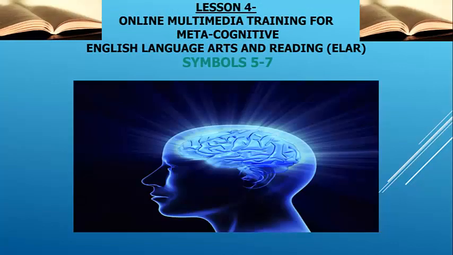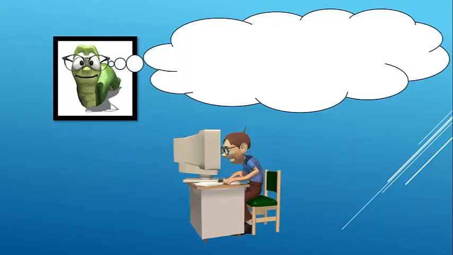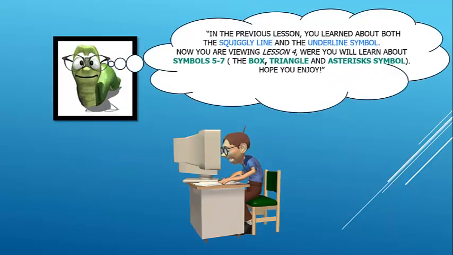Lesson 4, Online Multimedia Training for Metacognitive English Language Arts and Reading, ELAR Symbols 5 through 7. In the previous lesson, you learned about both the squiggly line and the underline symbol. Now you are viewing Lesson 4, where you will learn about symbols 5 through 7, the box, triangle, and asterisk symbol. Hope you enjoy.